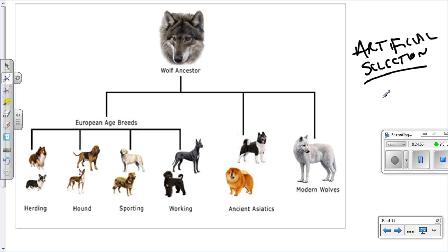So this is all artificial selection, which is very similar to natural selection, other than it's not the environment that's guiding what traits are more advantageous. It's humans choosing what they want to be more advantageous.